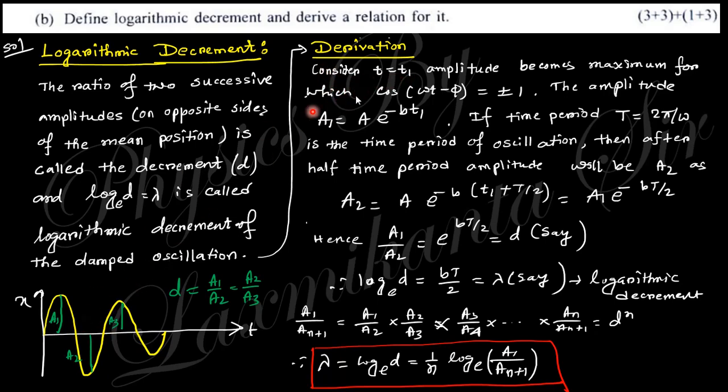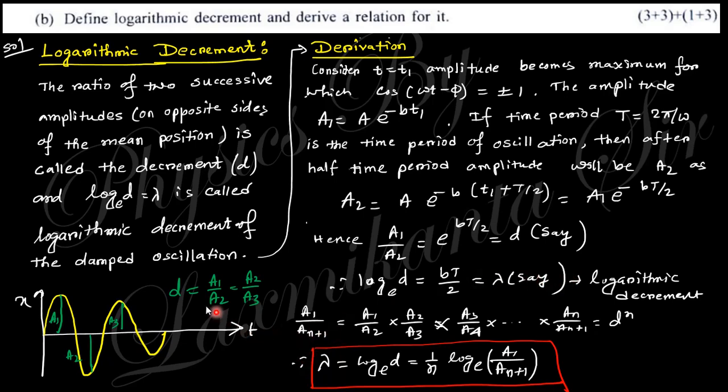Suppose you consider at any time t1 it becomes maximum like that, and after that it becomes maximum again on the opposite side. The time difference is T by 2, because this is the total time period and half of it is T by 2. So if you add this time to that one, you will get a2. So a2 equals like that. If you take this ratio, it gives you this one, which is nothing but d, because you know a1 by a2 is d. Taking the logarithm, you will get this one, the logarithmic decrement.